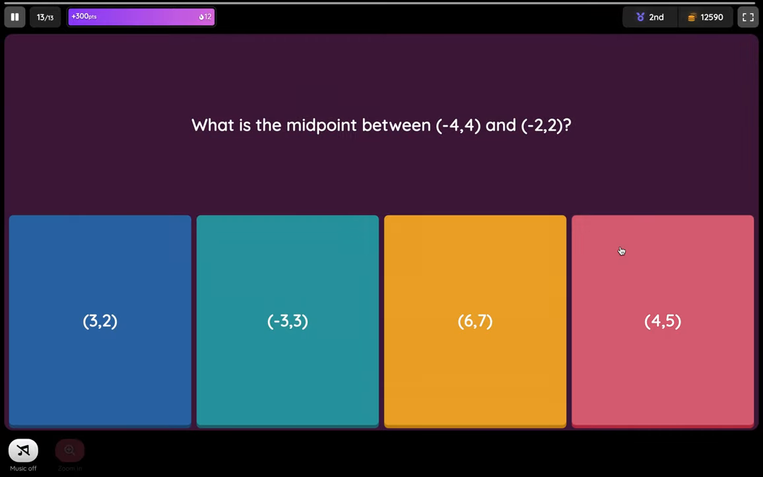What is the midpoint between negative 4, 4 and negative 2, 2? Negative 4 plus negative 2 is equal to negative 6 divided by 2, negative 3. 4 plus 2 is equal to 6 divided by 2, 3.